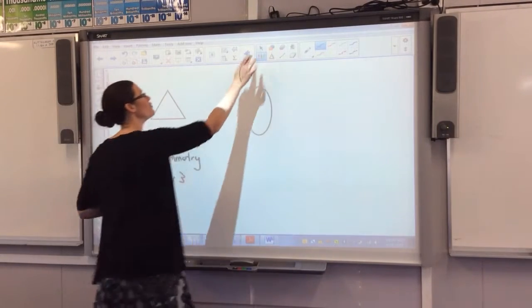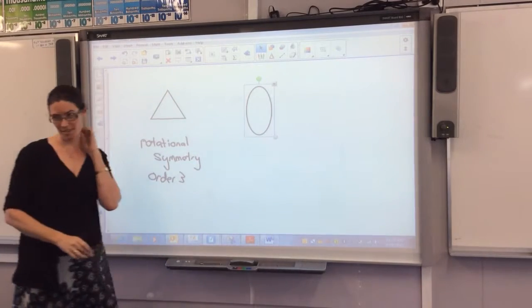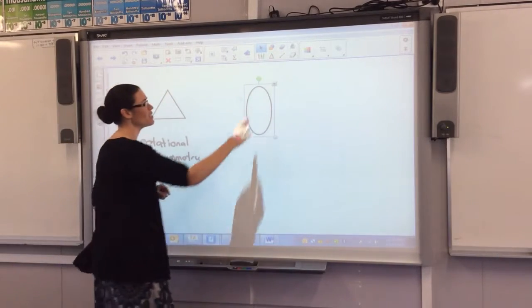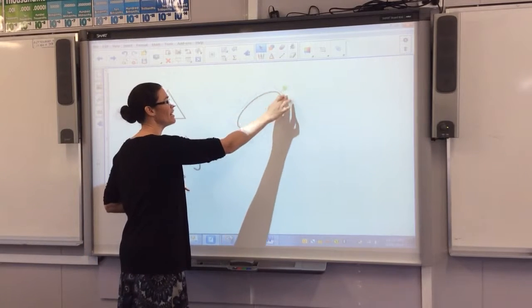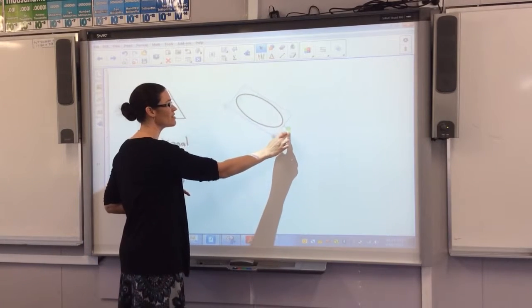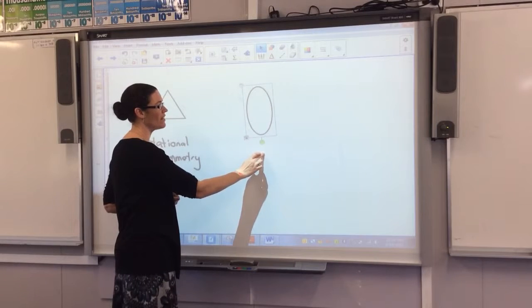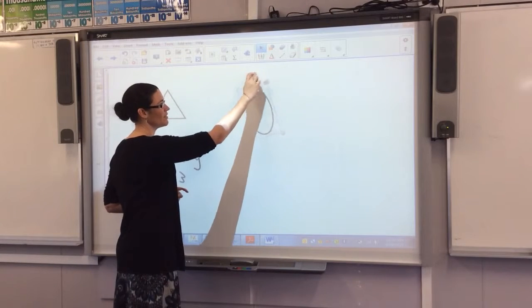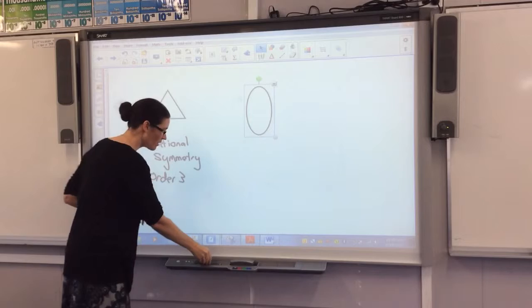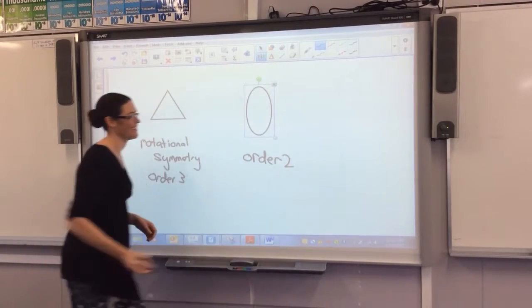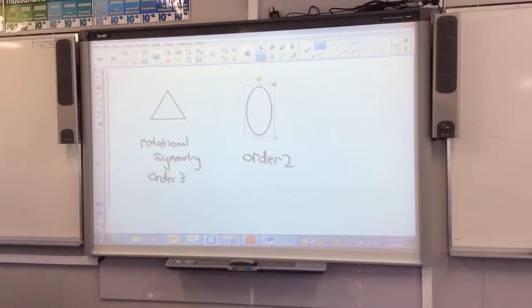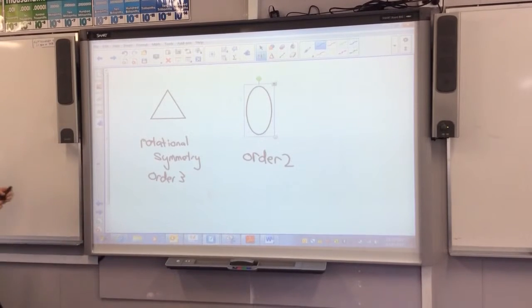Now looking at my oval. As I spin it, when does it look exactly the same? If I move it around here, it's not the same yet. It's not the same till here. So 1, 2. It has order 2. This is unpredictable. So that has order 2 of rotational symmetry. Does that make sense to everyone?